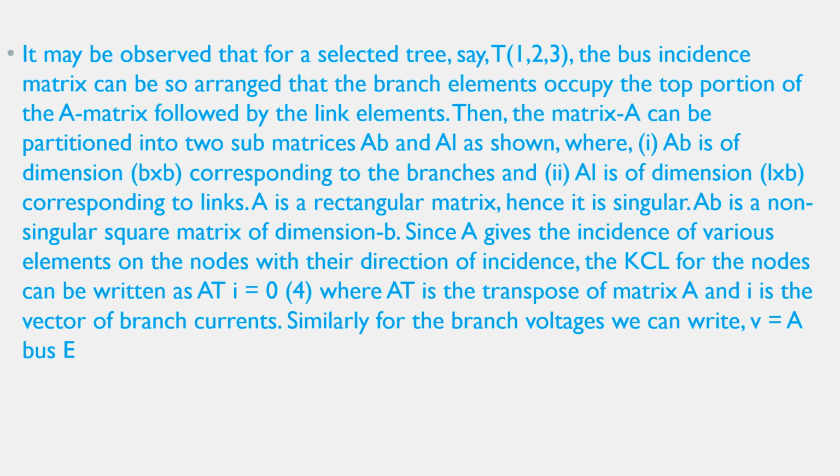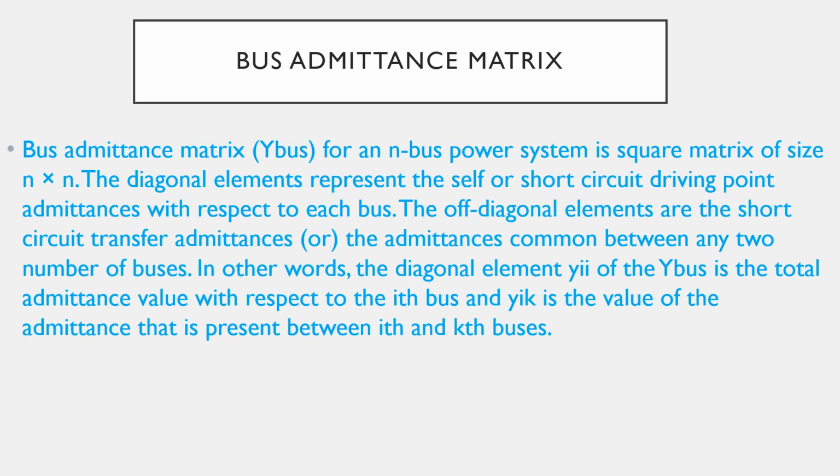Since A gives the incidence of various elements on the nodes with their direction of incidence, the KCL for the nodes can be written as A transpose I equals 0, where A transpose is the transpose of matrix A and I is the vector of branch currents. Similarly, for the branch voltages, we can write V equals A transpose times E.